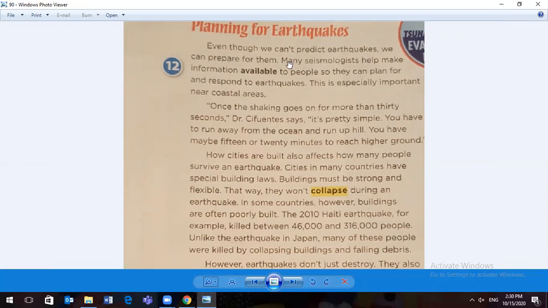Even though we can't predict earthquakes, we can prepare for them. Many seismologists help make information available to people so they can plan for and respond to earthquakes. This is especially important near coastal areas.